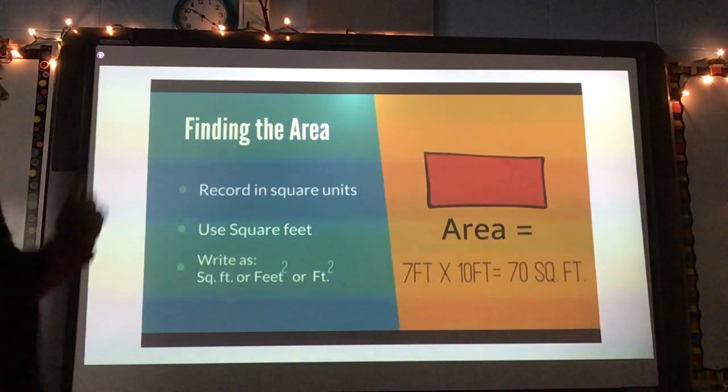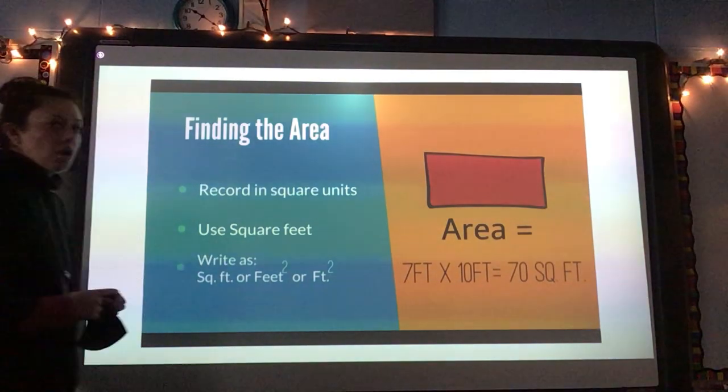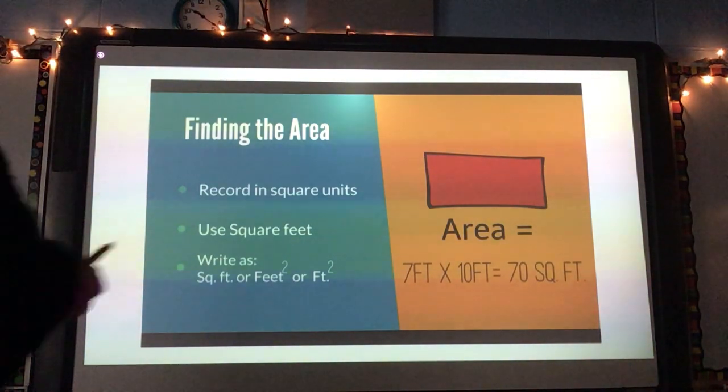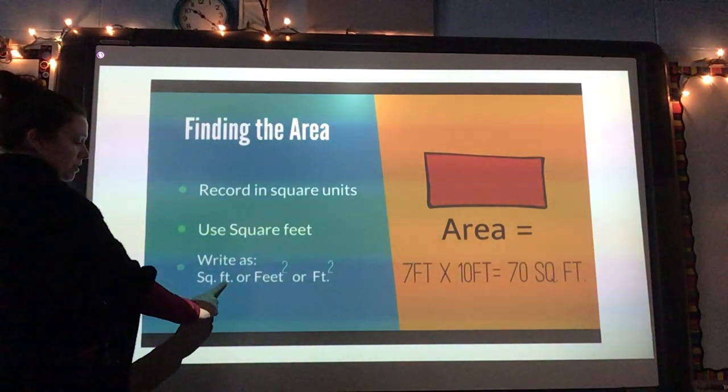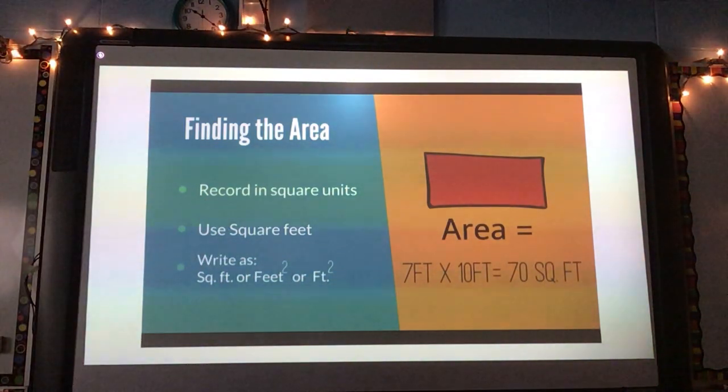Instead of writing squared, you could write the little 2. What's that little 2 called? What is that? Max? Exponent. An exponent. Yeah, you could write a small 2 exponent in the corner. Either one is acceptable and correct. It's just going to be your preference if you want to write squared and then whatever measurement we're working with, or write our 2 exponent. Because we know that squared is another name for our little 2 exponent.